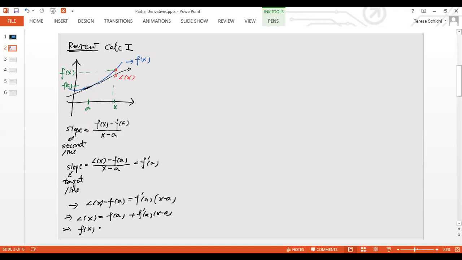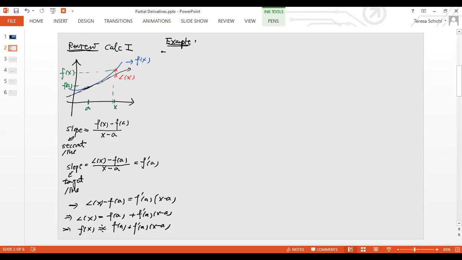The f of x should be pretty close to f of a plus f prime a times x minus a, right? It's basically just using the slope concept. Okay, so now let's estimate. Let's take a look at a simple example, then you will be able to see how my formula arrives.